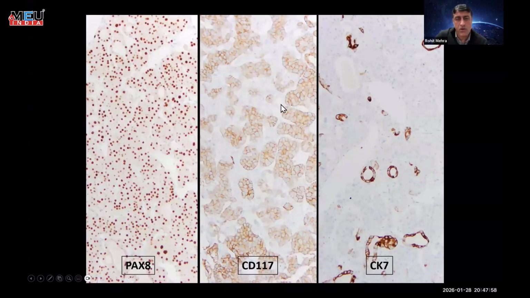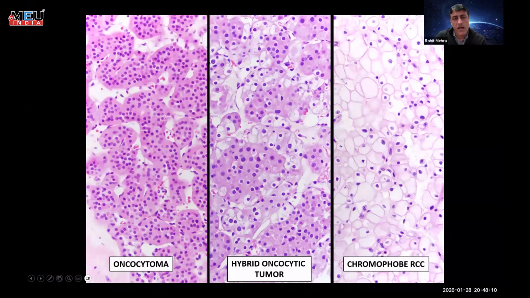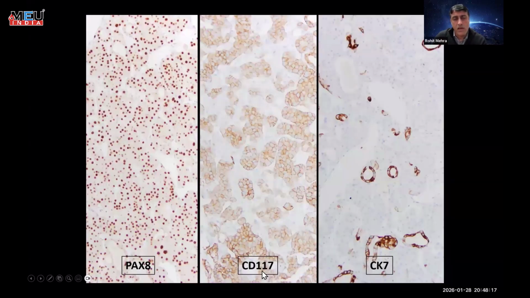But if we look at the corresponding immunophenotype, PAX8 is uniformly positive, CK7 shows patchy expression. But CD117 has a checkered expression, meaning that if this tumor was truly composed of oncocytoma and chromophobe RCC, which are both known to be positive for CD117, if this tumor was truly composed of a mixture of chromophobe RCC and oncocytoma, the entire tumor would be uniformly positive for CD117, but instead CD117 is expressed in a checkered fashion, meaning that there are islands or groups of cells which are positive for CD117.